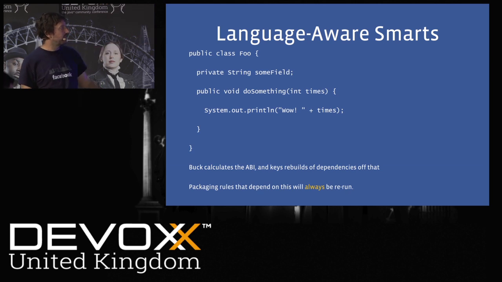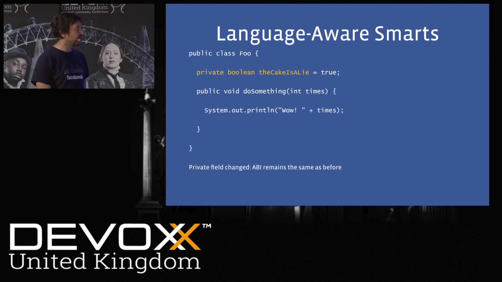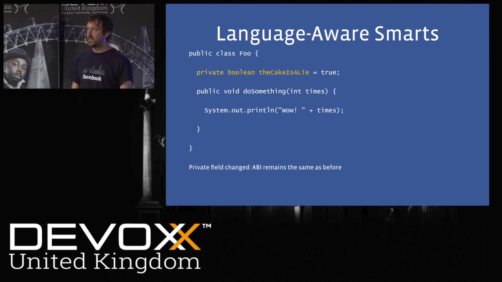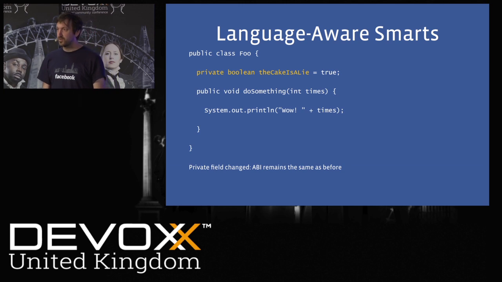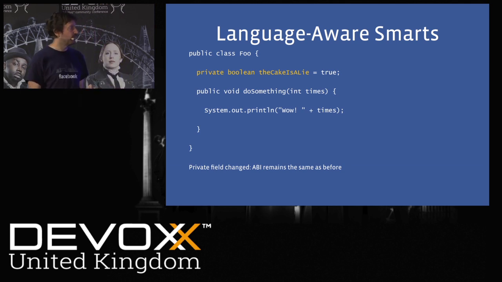So here we've got class Foo that has a private string, some field, a public method, doSomething, number of times, and it prints the word wow on standard out. Clearly, the first thing that we should tell you is that the cake is a lie. That's a very old joke, but I use it anyway. That was a private field, right? Private fields don't contribute towards the ABI. The ABI remains the same as before. The hash remains the same as before. And therefore, we don't need to do a rebuild.